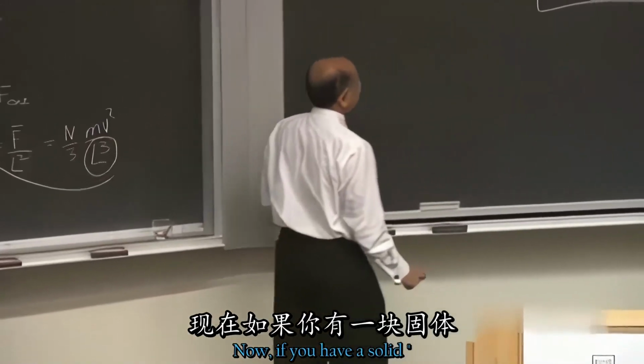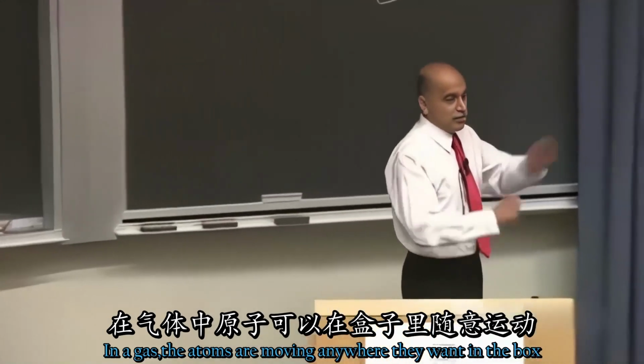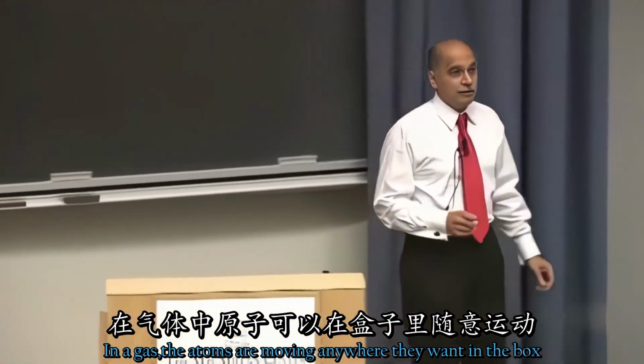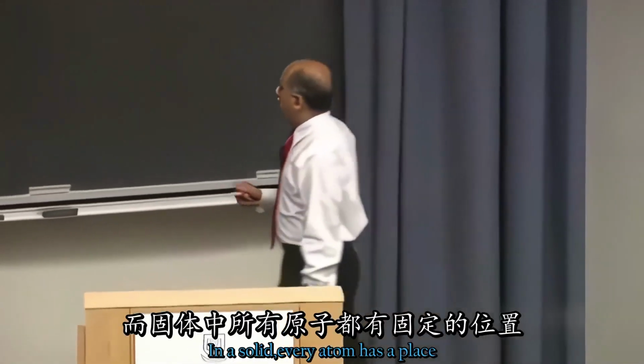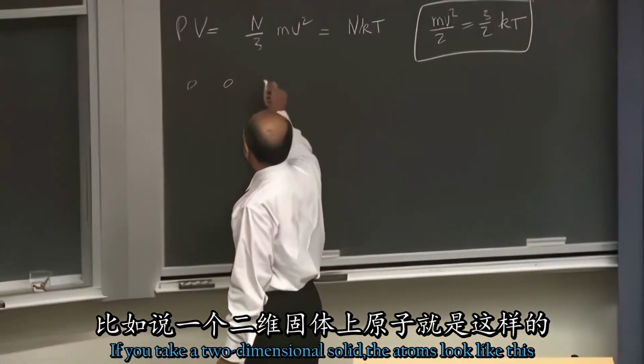Now, if you have a solid, what's the difference between a gas and a solid? In a gas, the atoms are moving anywhere they want in the box. In a solid, every atom has a place. If you take a two-dimensional solid, the atoms look like this.